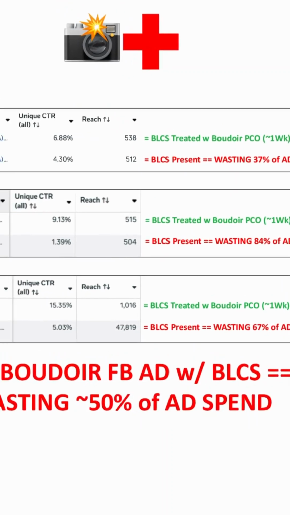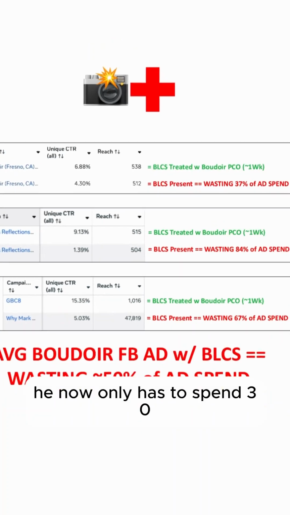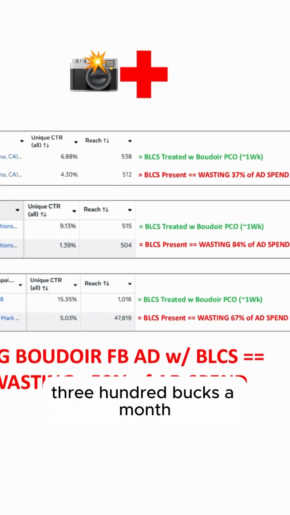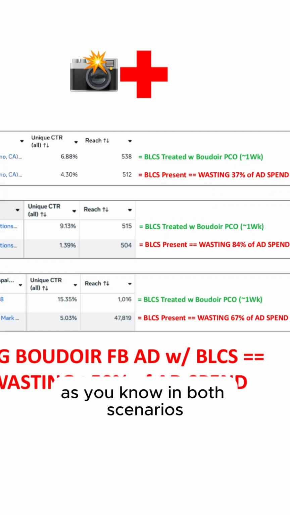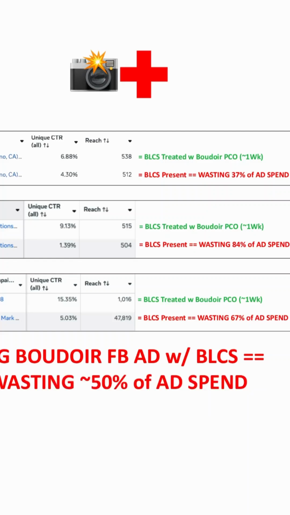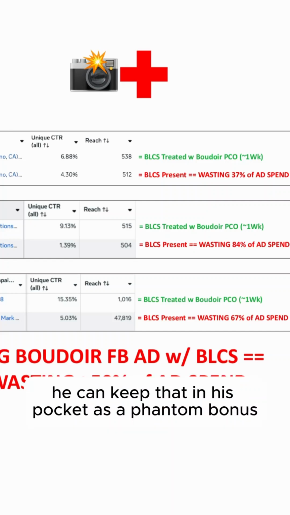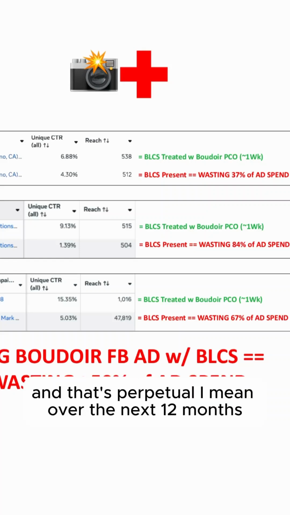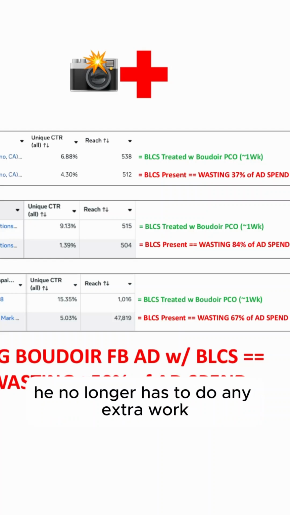So literally, if he spent 10 grand a month on the original Boudoir Facebook ad, he now only has to spend $3,300 a month with the Boudoir Pico treated ad to get that ad into the same number of women's brains in both scenarios. So $6,700 a month no longer has to be spent. He can keep that in his pocket as a phantom bonus, and that's perpetual. Over the next 12 months, that's like 80K back in his pocket, and he no longer has to do any extra work.